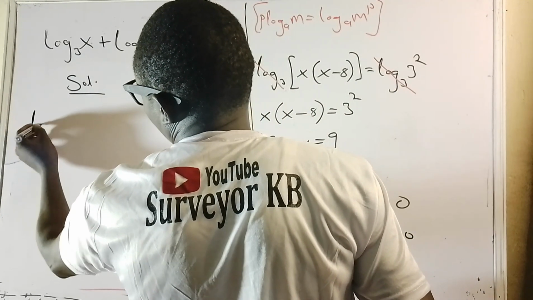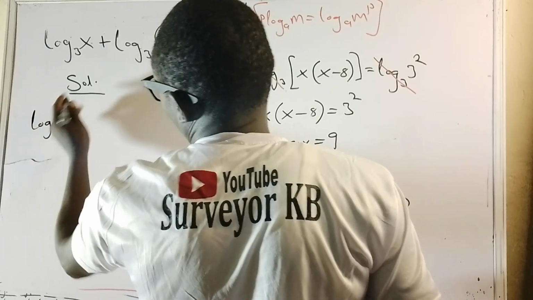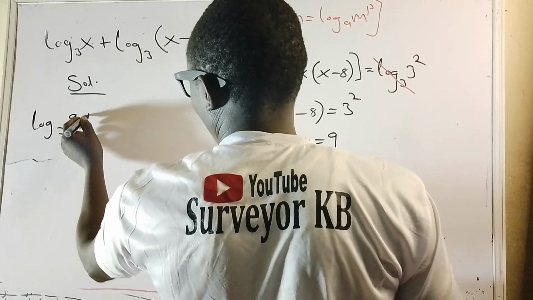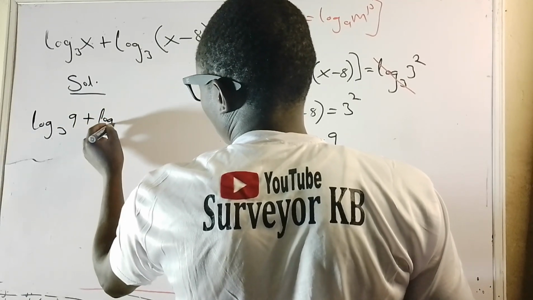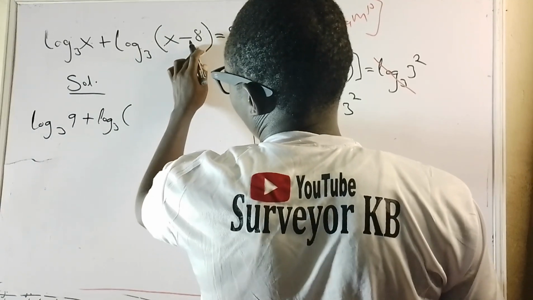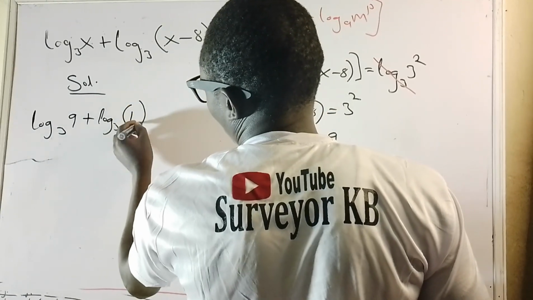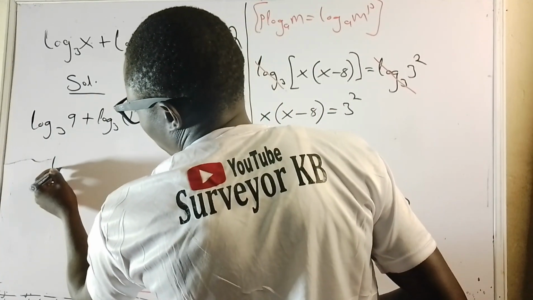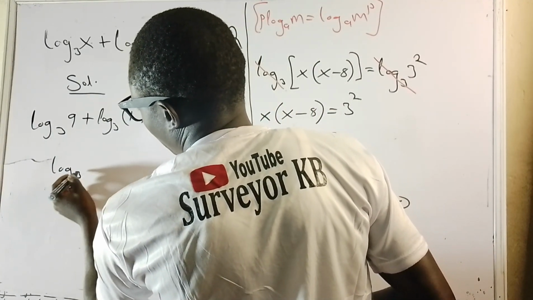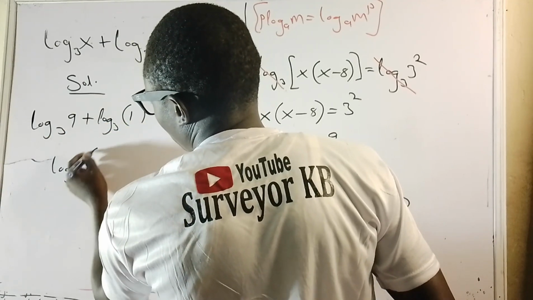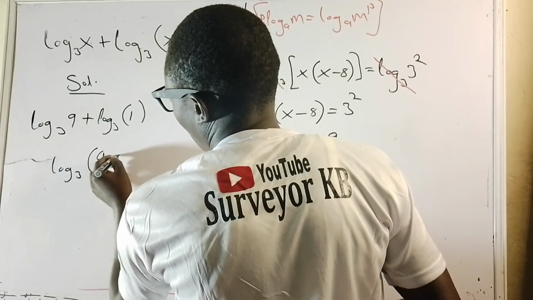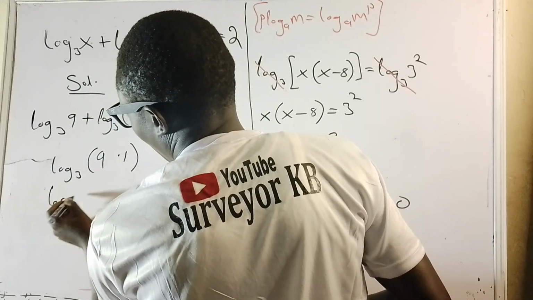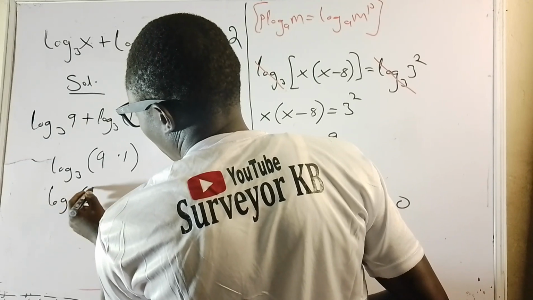I have log to base 3 of x. So let's try to put 9 plus log to base 3 of 9 minus 8. This is 1. So let's see whether we can have 2. So this is log to base 3, since I have log to base 3, this is 9 multiplying 1. So this is log to base 3. 9 multiplying 1 is still 9.